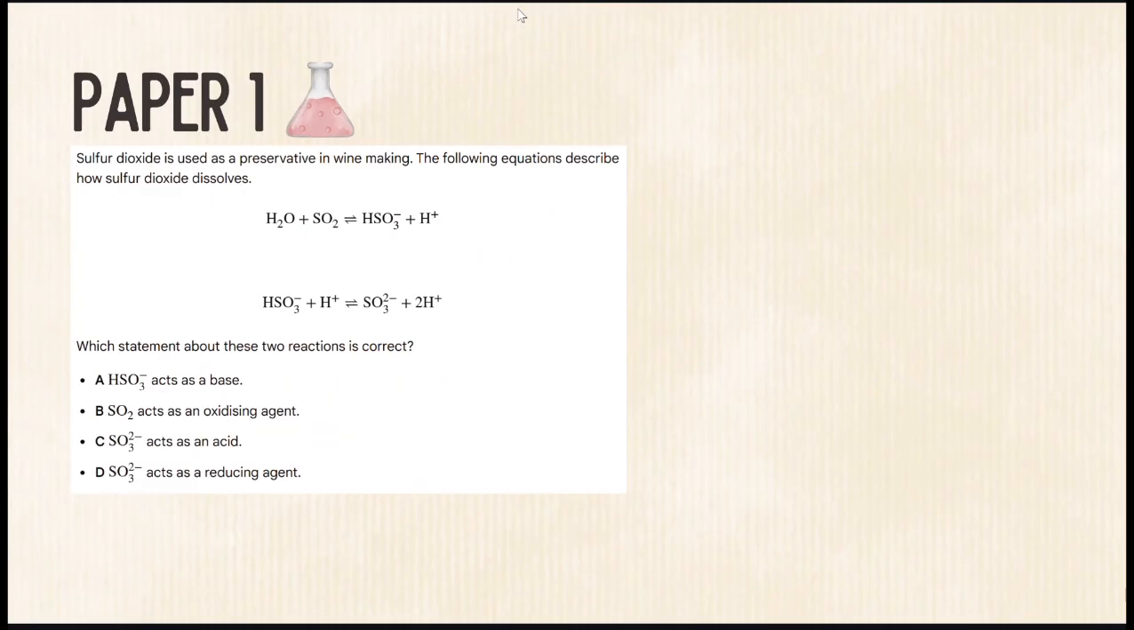Moving on, we need to find the correct statement about the two sulfur dioxide reactions. According to the Bronsted-Lowry theory, a base is defined as a proton acceptor that takes in an H plus ion. If we look at the first reaction from right to left, the hydrogen sulfite ion accepts a proton to turn back into water and sulfur dioxide. Because it acts as a proton acceptor in this reverse step, HSO3- is acting as a base. This makes statement A the correct choice.